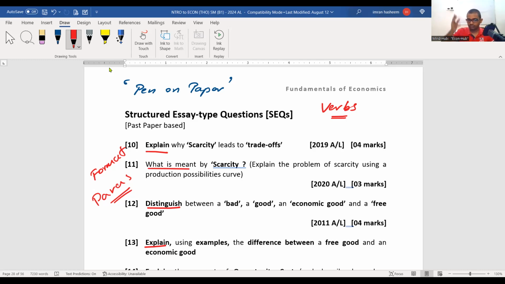Question 12, distinguish between. Now what is within brackets in question 11? That part you don't have to answer. We haven't done it, no? Just focus on the part you can answer. It's a past paper, I can't change it. Distinguish between bad good, economic good, and free good. 4 marks, meaning 1 mark each, no? So don't write the full detailed definition of these concepts. Write the basic definition with the key points.